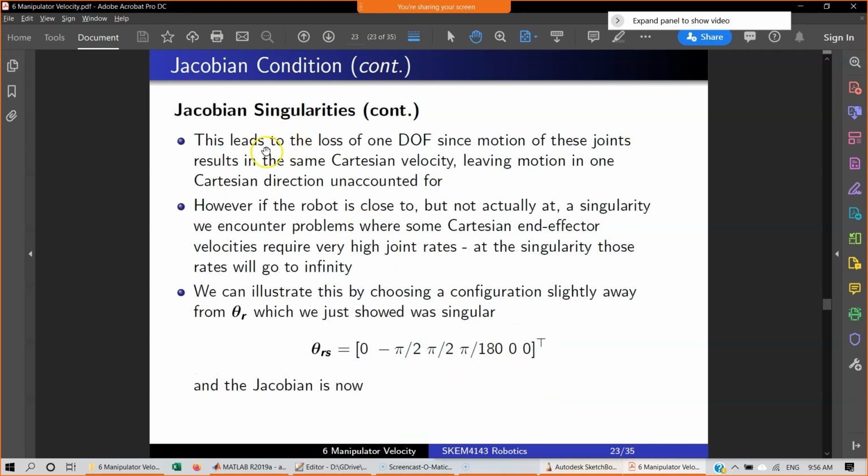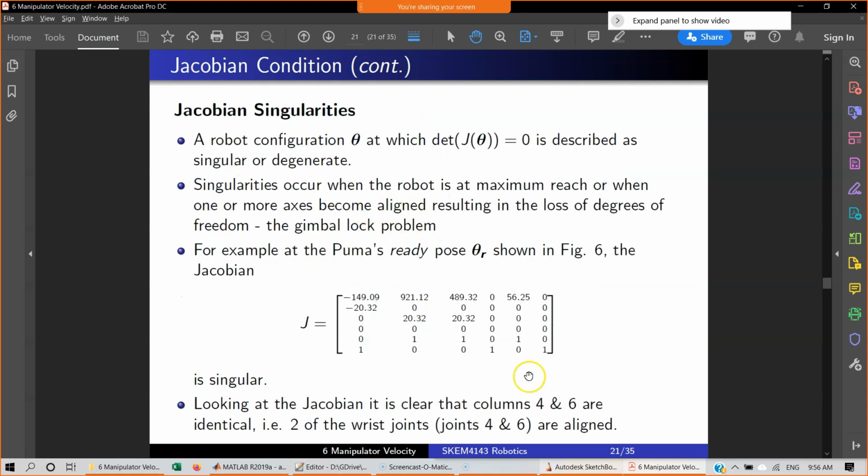Alright, so this leads to the loss of 1 degree of freedom, since motion of these joints results in the same Cartesian velocity, leaving motion in one Cartesian direction unaccounted for, as we can see earlier here, right? So in this configuration, joints 4 and 6 will cause the same spatial velocity, and what that means is that you will lose 1 degree of freedom.